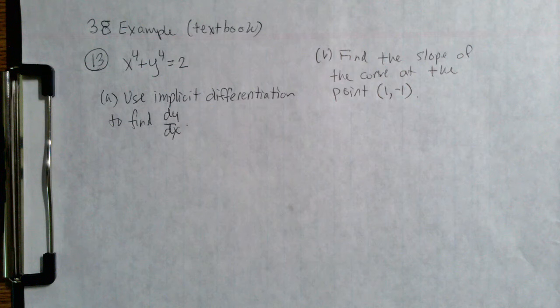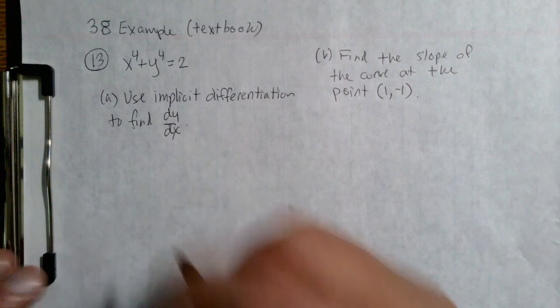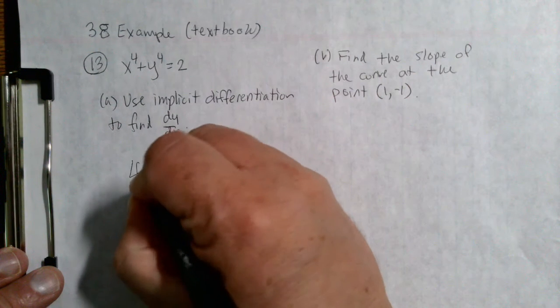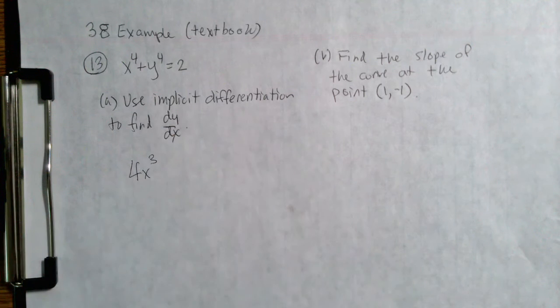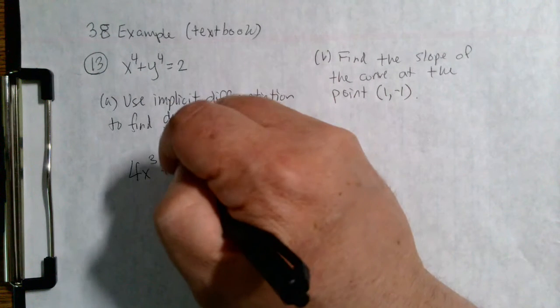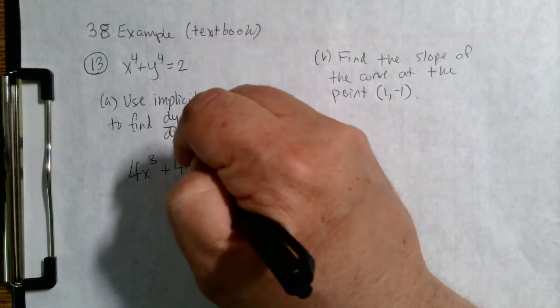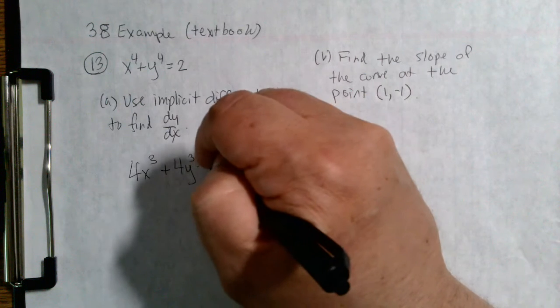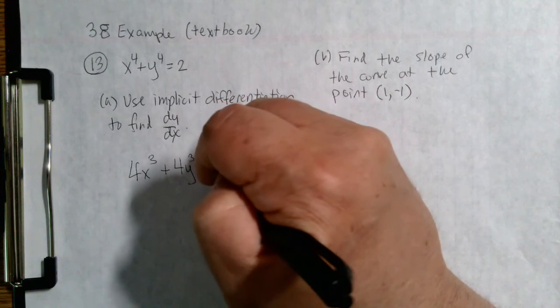So we start with x to the fourth plus y to the fourth equals 2. We know that the derivative of x to the fourth is 4x to the third. That's the power rule. And now you might think, okay, so the derivative of y to the fourth is 4y to the third. Well, not exactly. It's going to be 4y to the third dy dx.